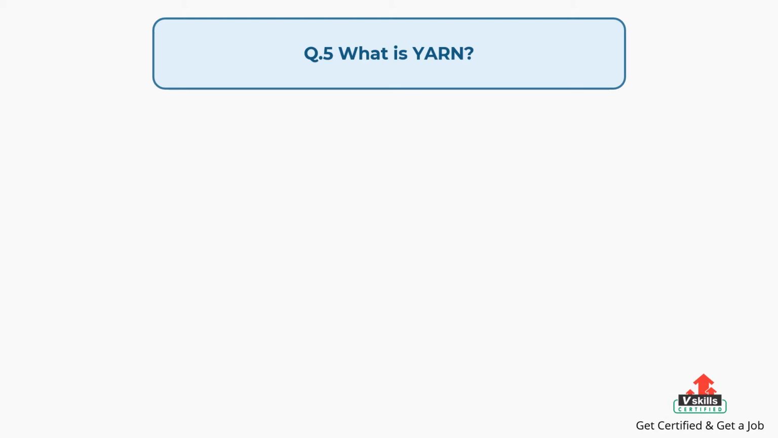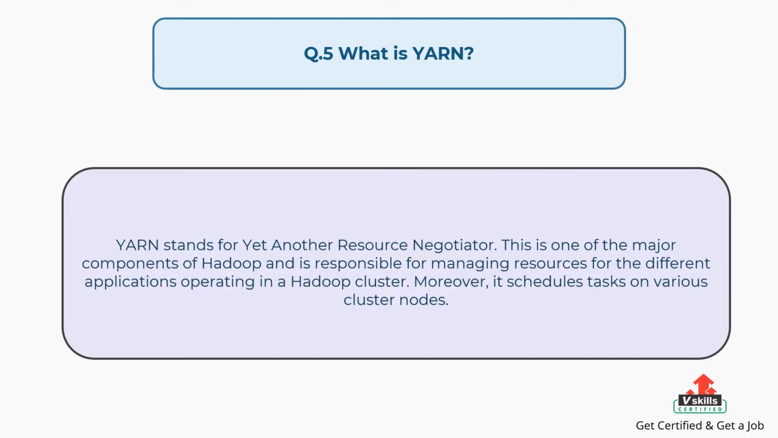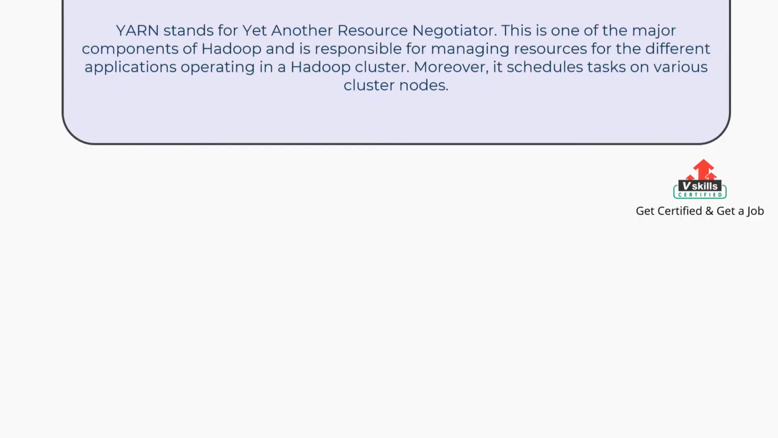Question number 5. What is YARN? The answer is, YARN stands for Yet Another Resource Negotiator. This is one of the major components of Hadoop and is responsible for managing resources for the different applications operating in a Hadoop cluster. Moreover, it schedules tasks on various cluster nodes.